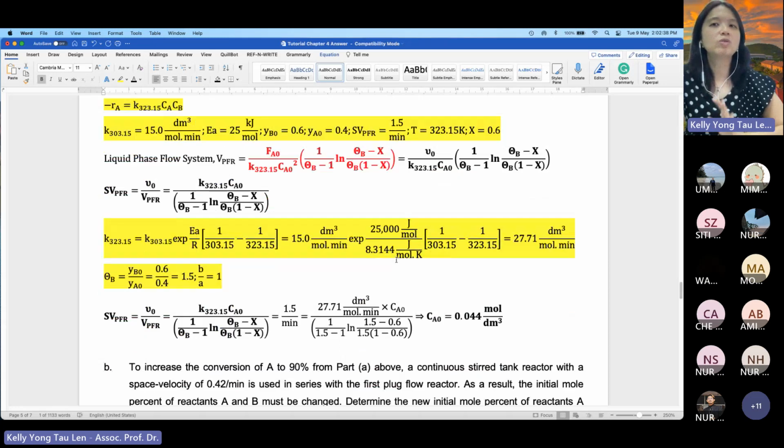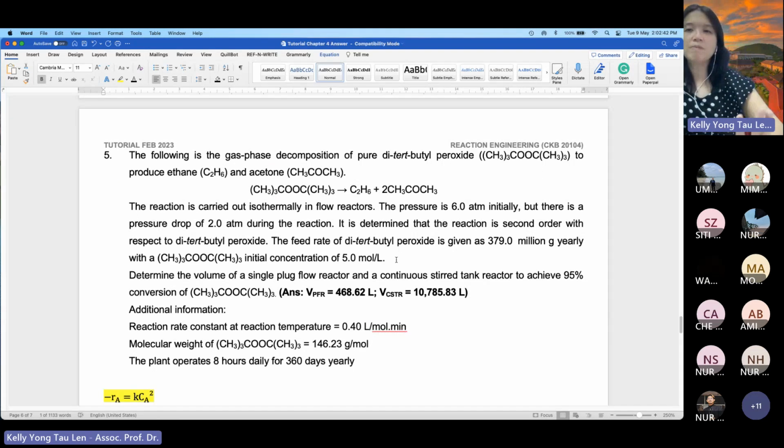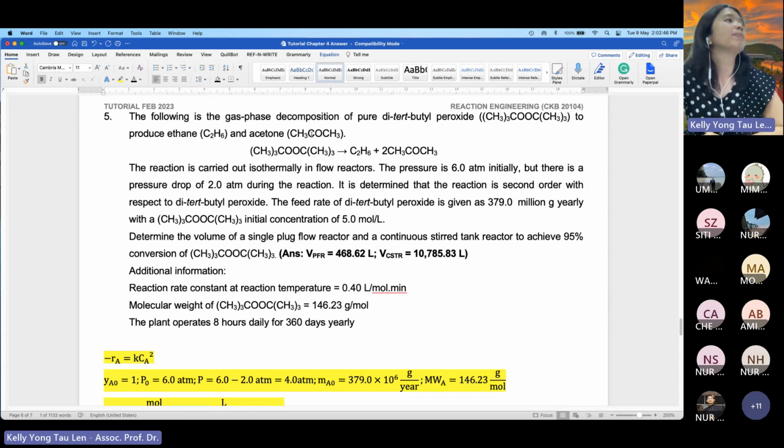Actually, it would be good if you can do question number 4 by yourself. But let's see, if I have time, I will cover it. But I want to cover question number 5 first, because question 5 has a pressure drop. Okay, so I go to question number 5 first.